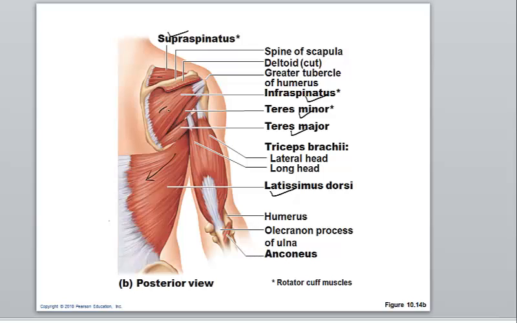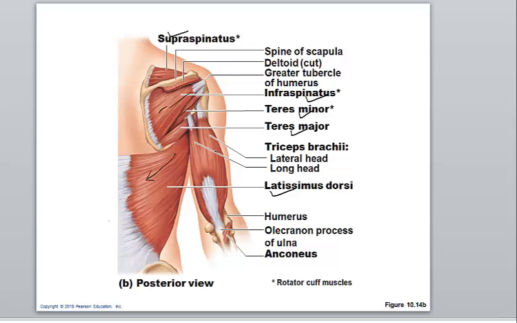Teres minor does the same thing as infraspinatus. You can see how they actually follow the same course. Okay. Teres major, on the other hand, medial rotation and adduction of your humerus. Okay. So that's basically the muscles that you have in your thoracic region and in your pelvic girdle, your scapula, that crosses your shoulder joints and attaches to your humerus.